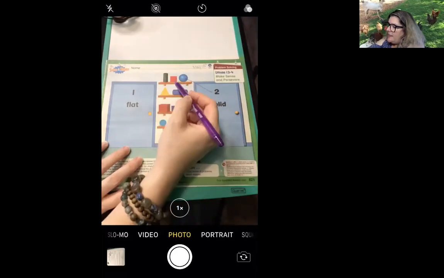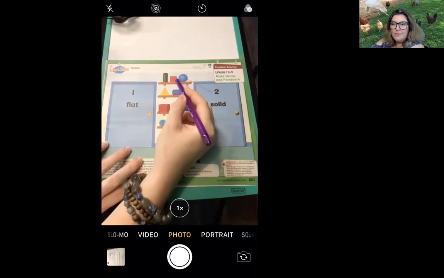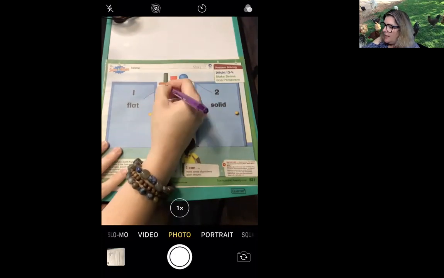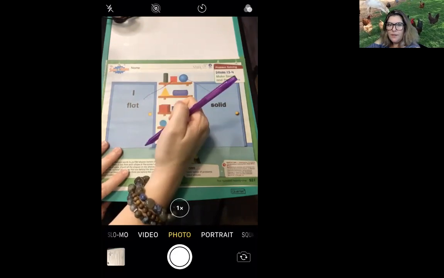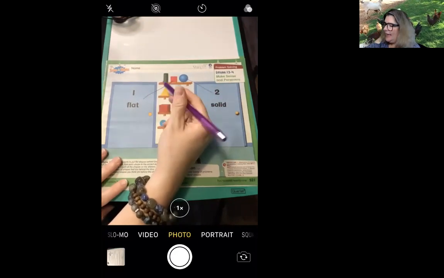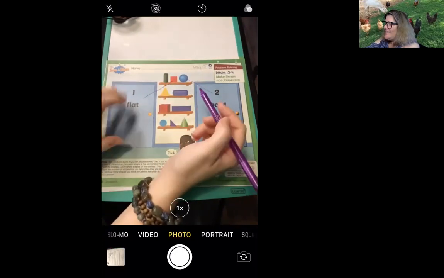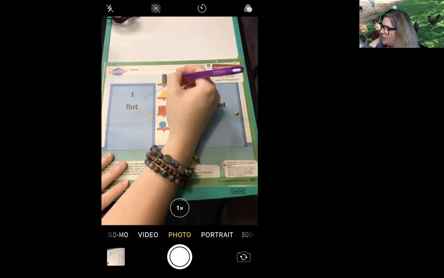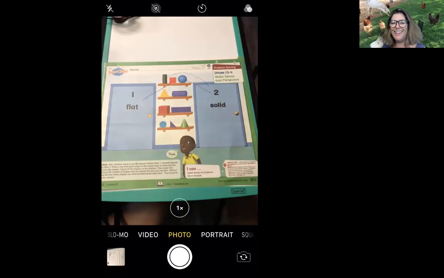What about this red square? Now it's not a cube, it's just a square. Squares are 2D, so they are flat. So we're going to draw a line from the square to the door, because it's going to go in door number 1. And what about this cylinder? Cylinders are solid. I'm going to do a curvy line around it, so that I don't draw a line through any of the other shapes.